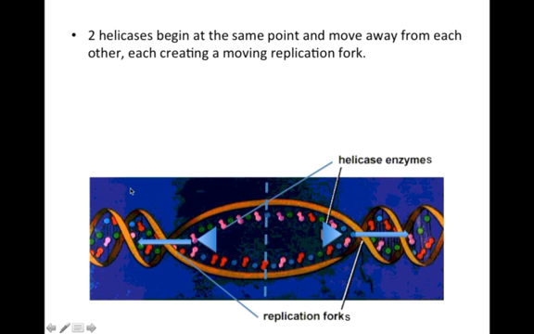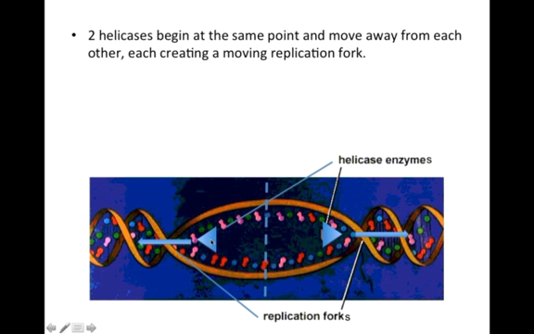All right, so if we look at how this process starts, it actually begins with two helicase enzymes. They begin at the same point in the center, and they move away from each other. Since they're moving away from each other, we have two replication forks. We have a replication fork right here and a replication fork right here. And this entire thing is referred to as the replication bubble.